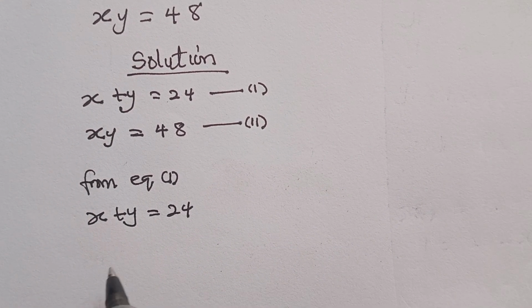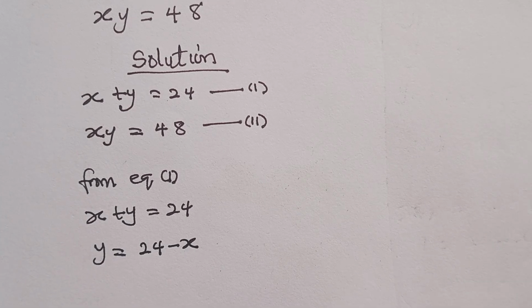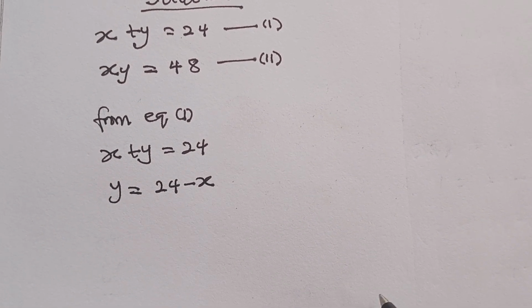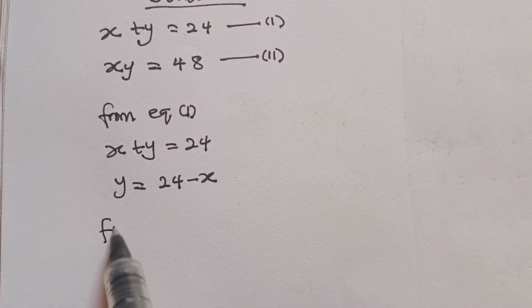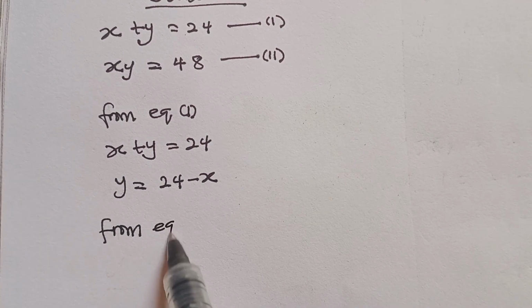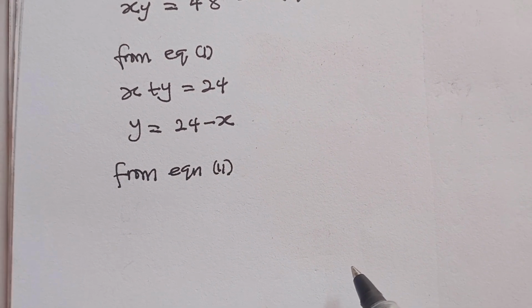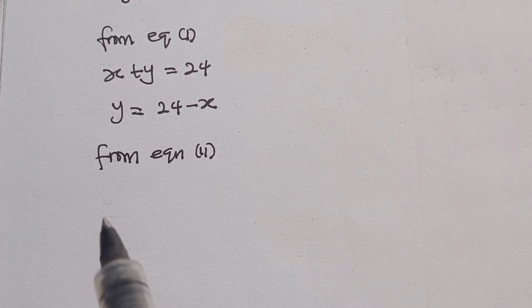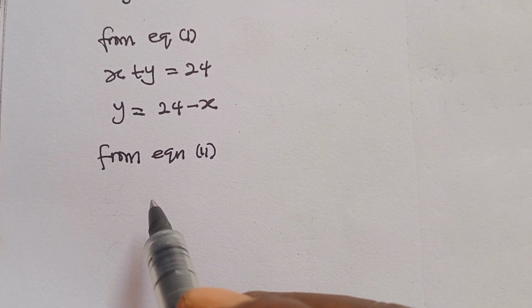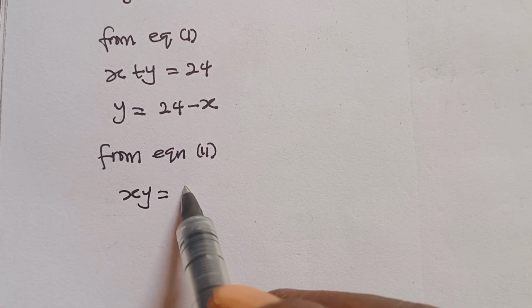So we want to make y the subject of the formula. Therefore, we'll have y equal to 24 minus x. Now, once you understand it up to this stage, the next thing for us to do is to substitute our value of y in equation 2. From equation 2, we have xy equal to 48.